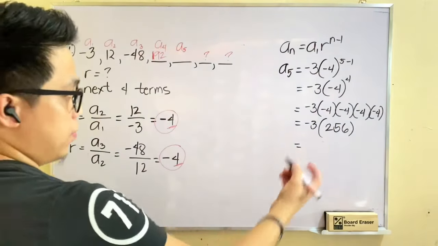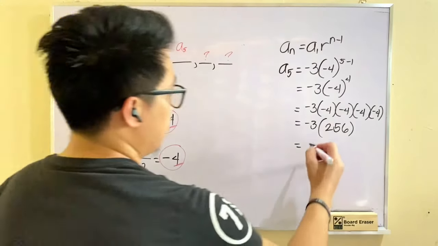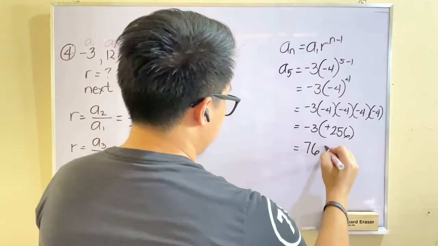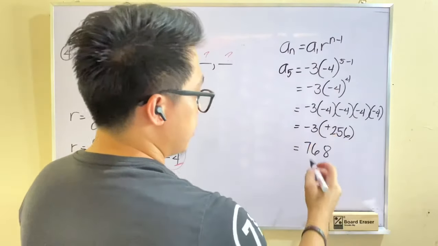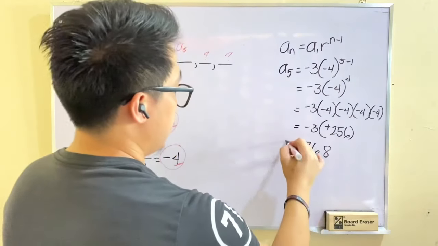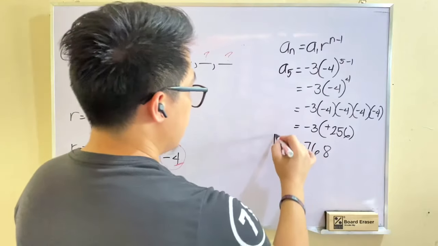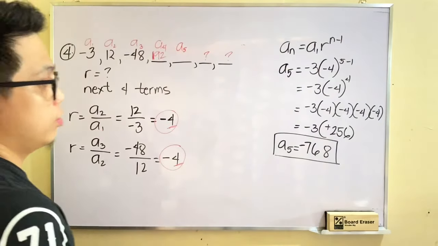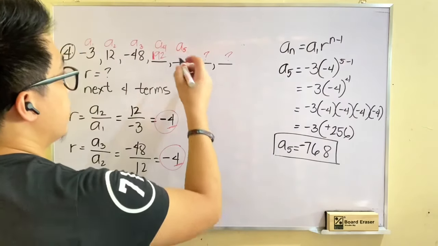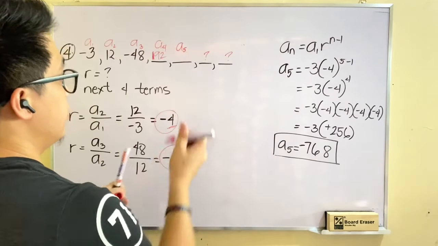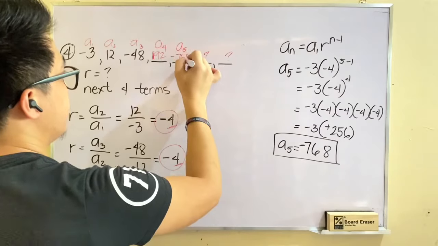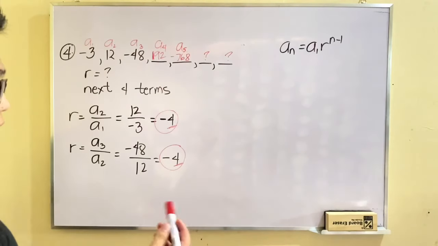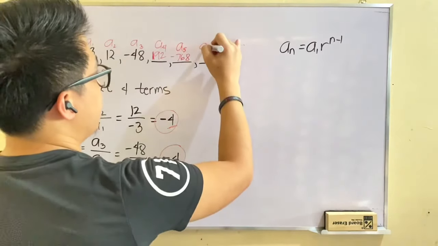Negative 3 times 256, ilan? So, 768. Negative times positive is negative. So, our fifth term is negative 768. So, ang ating fifth term is negative 768. Okay, hanapin naman natin ang a sub 6.